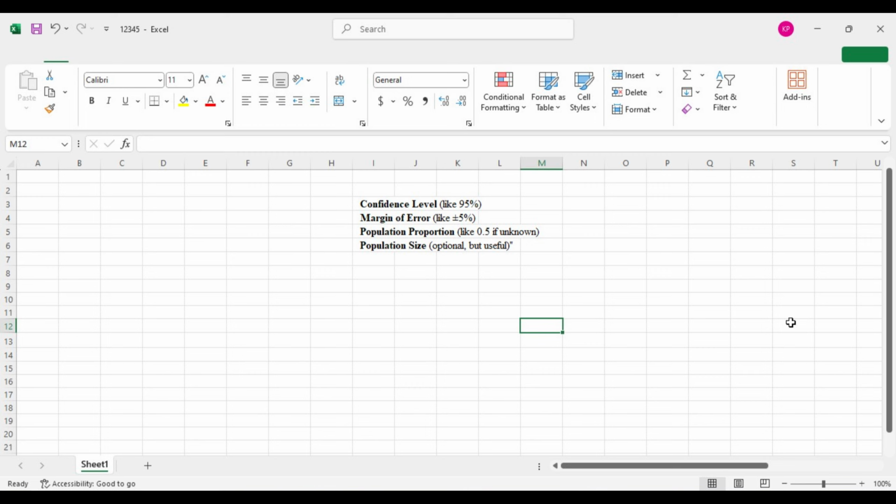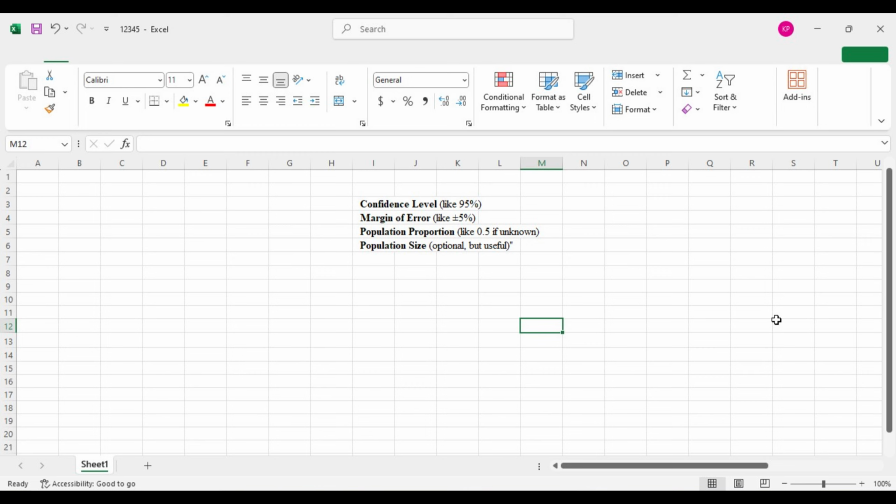What is the confidence level? A confidence level shows how sure we are about a result from the data. For example, a 95% confidence level means we are 95% sure the true answer lies within our estimated range. I hope you understand.